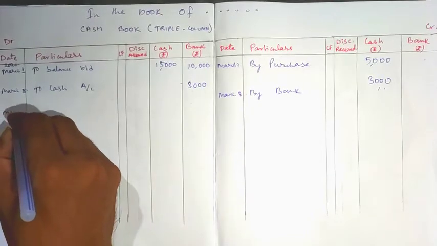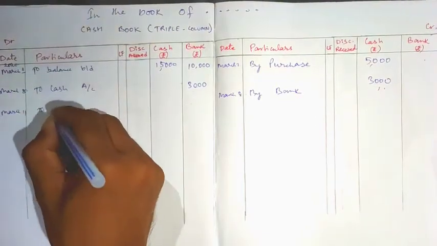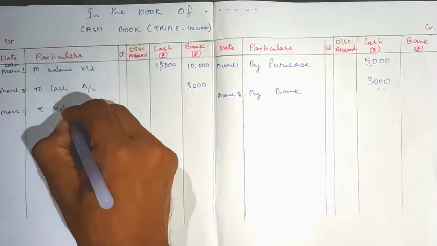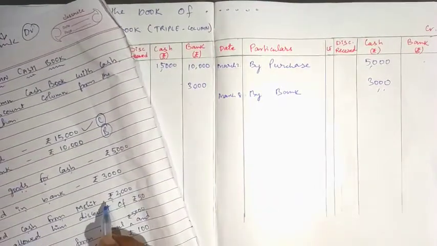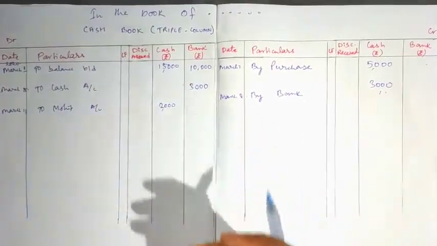March 11. Now cash is received. So we'll write to receipt from Mohit, so we'll write to Mohit account. So how much cash is received? 2000. So we'll write 2000 in cash column.